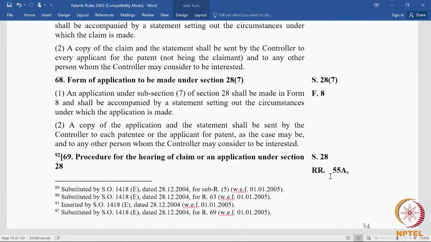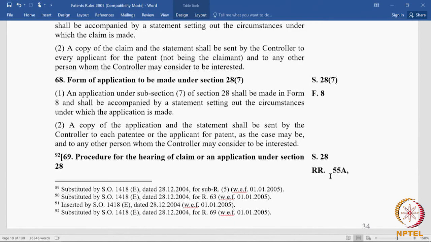Now, there could be another question: in how many proceedings under the Patents Act can third parties intervene before the grant of a patent? We saw under 25(1) third parties can intervene, any person. 28(7) and 28(3) are two instances where a person interested, a third party, can intervene into the prosecution.